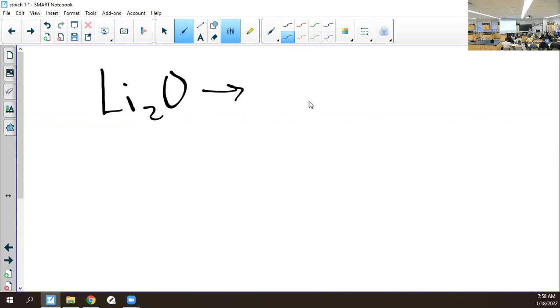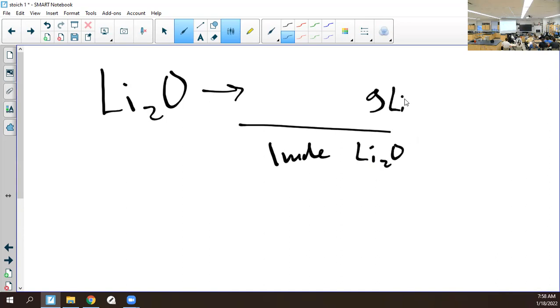So how many grams are there in 1 mole of Li2O? There you go. 14 plus whatever 16 is. So 30. Everyone okay with how to determine that?